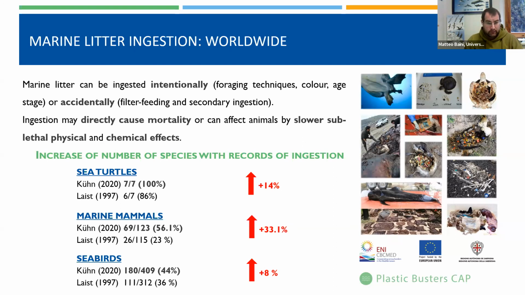Worldwide, there has been an increase in the species that are impacted by marine litter. In particular, all of the 7 species of sea turtle worldwide have been demonstrated to be impacted by marine litter, and more than 50% of marine mammals and more than 40% of seabirds.